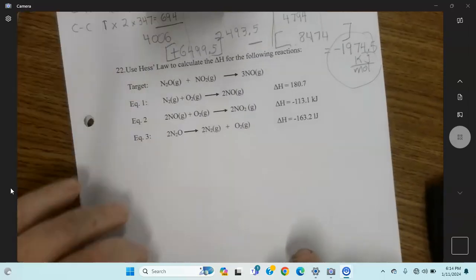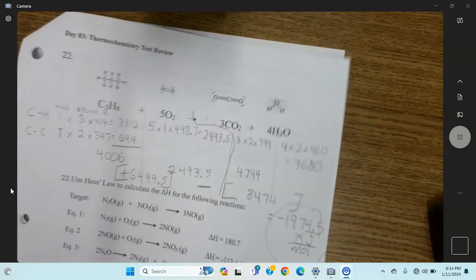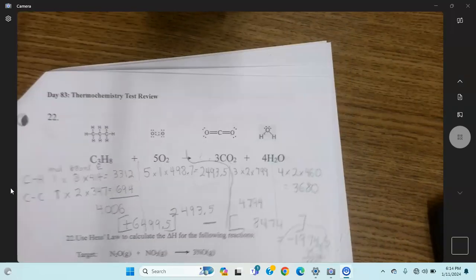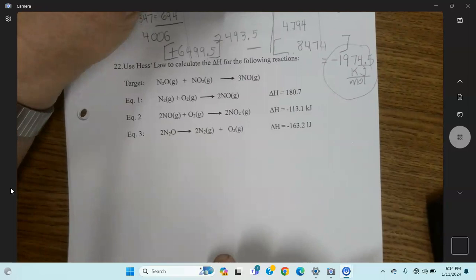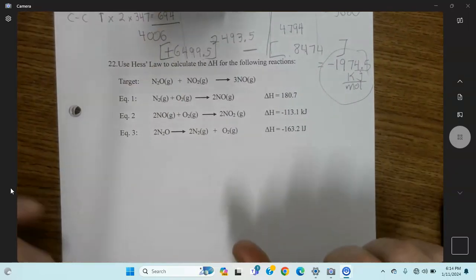All right, let's go to this one. I did the other Hess's Law problem. I just want to verify that in class on Thursday, and I did. That was one that used enthalpies of formation. This one doesn't necessarily do that. Okay, so let's go ahead and do this one together.